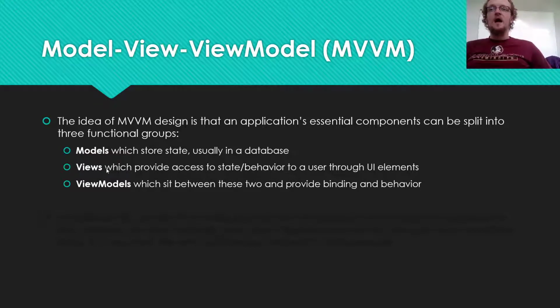Views are actually the controls. This is what gives the user the ability to interact with this state. So views contain things like windows that have buttons and text boxes to gather data, but also to select data and manipulate the state of that data. And then between models and views, you have the view model, which is the intermediary between the two. And this is where the behavior exists for the application.